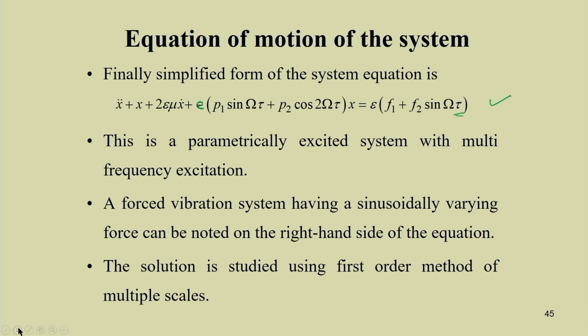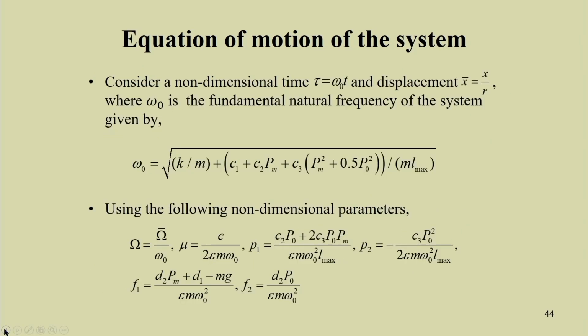So, you can observe this non-dimensional time is written in this form, that is you can take tau equal to omega 0 t. So, t is the time in seconds, omega 0 is in radian per second. So, second cancels, so this tau becomes non-dimensional. So, you can take a non-dimensional time tau equal to omega 0 t.